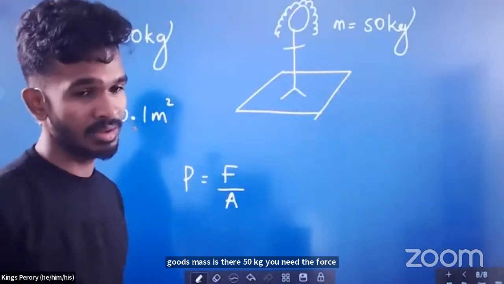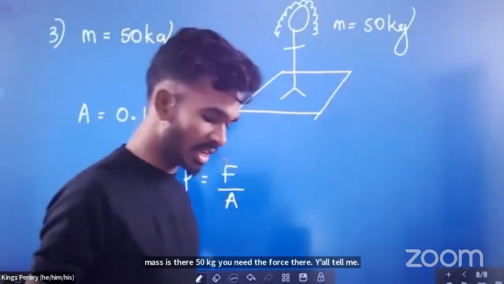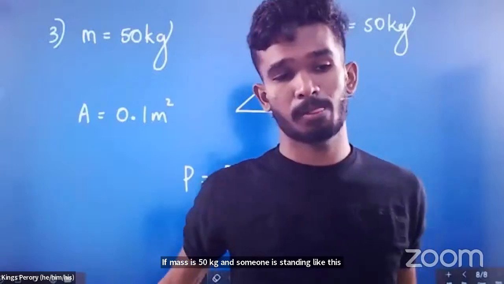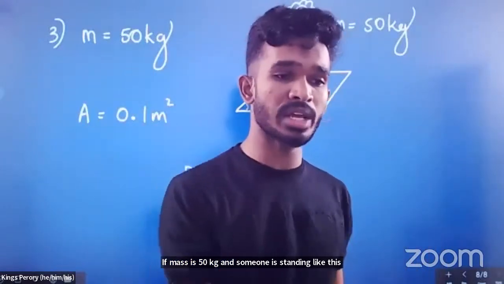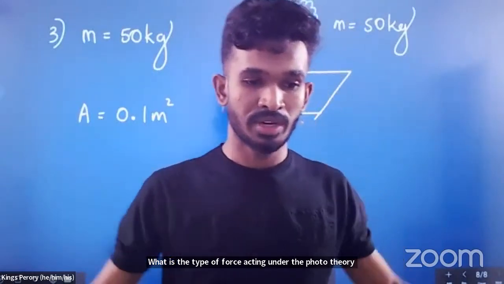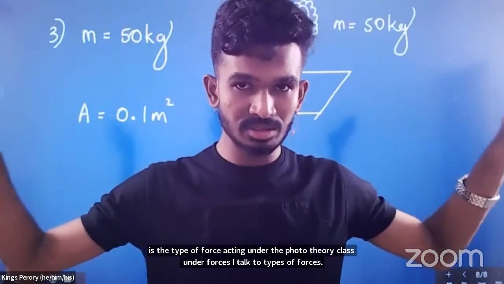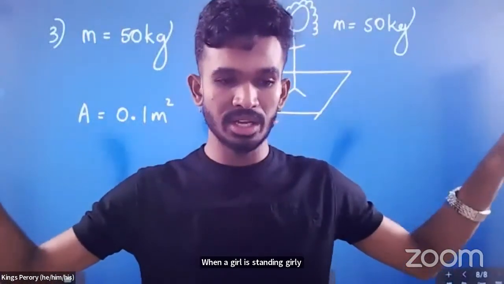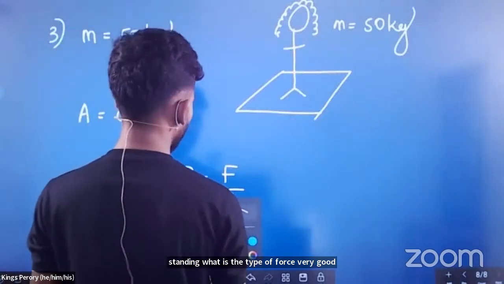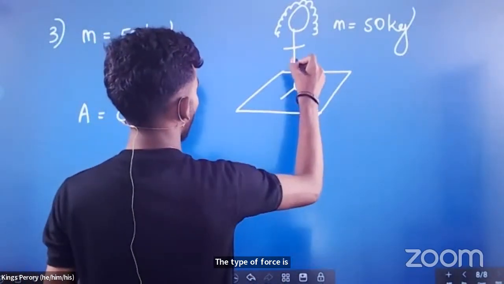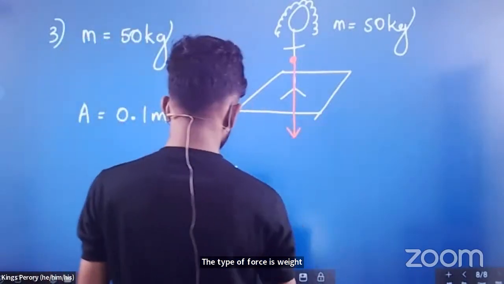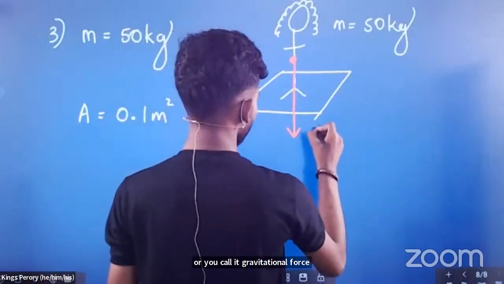If the mass is 50 kg and someone is standing like this, what is the type of force acting? For theory class students, under forces I taught you the types of forces. When a girl is standing, what is the type of force? Very good. The type of force is weight, or you call it gravitational force. So the type of force here is the weight force.